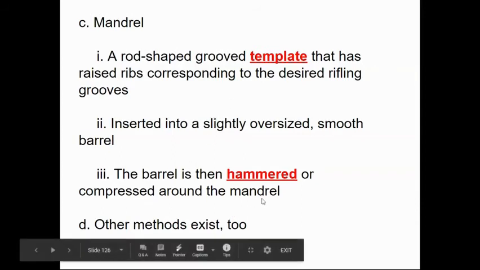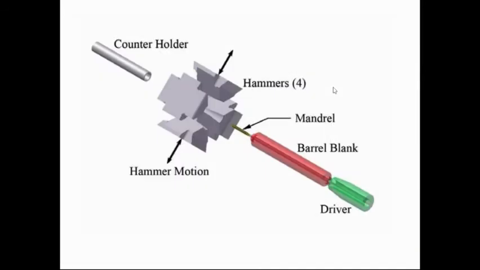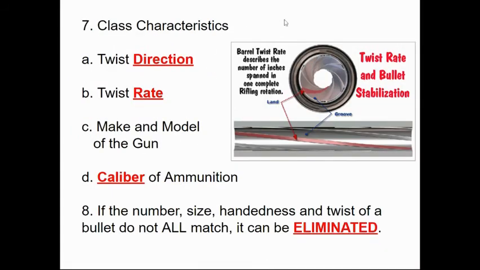And then there's many other methods also. So that just gives you the idea that the manufacturing of the gun is kind of important. And now, when that bullet passes along that gun, the softer metal of the bullet gets distorted by those shapes that were created during the manufacturing process, and they're now on the bullet. So we can fire another bullet from this gun. We're going to get those same marks that are unique to that gun, and then we can match them. At least that's our hope.